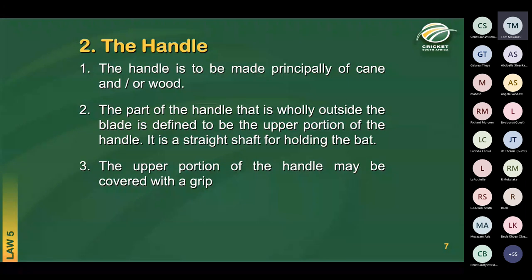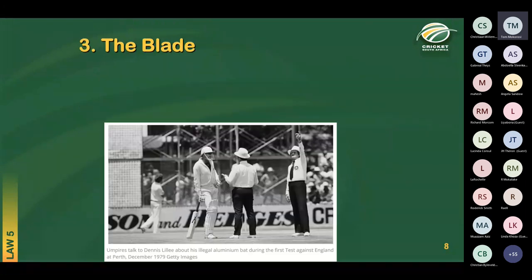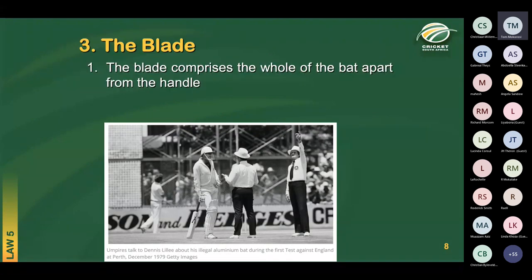And of course, the upper portion of the handle may be covered by a grip. What about the blade? The blade comprises the whole of the bat apart from the handle. And the blade shall consist solely of wood.